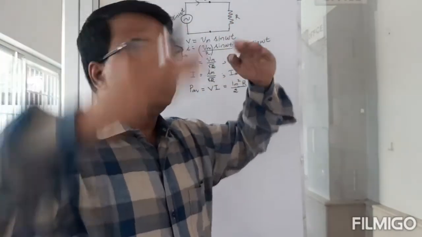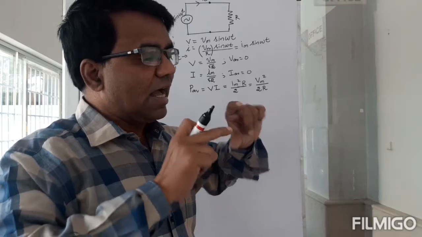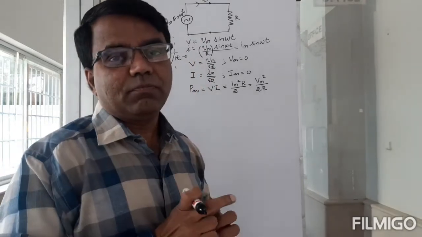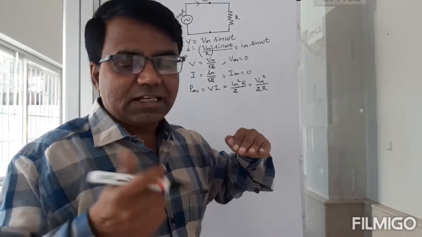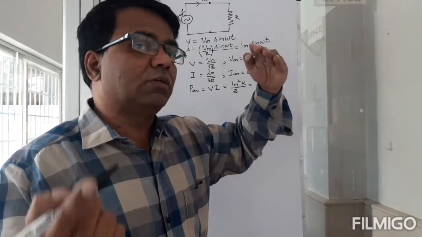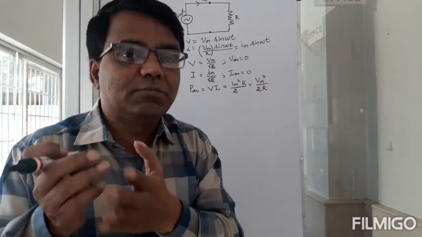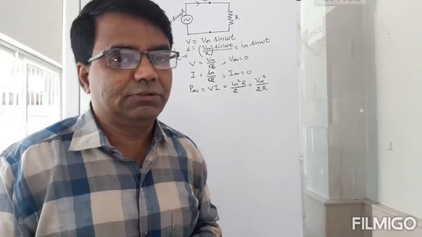I will close this loop, so the current will flow. As the voltage increases, the current will also increase. So for 0 voltage, I'll have 0 current. For 1 volt, I'll have some current. At 2 volts, I'll have some more current. At 10 volts, it would be the maximum current I'll get. And as it reduces, the current will also reduce.